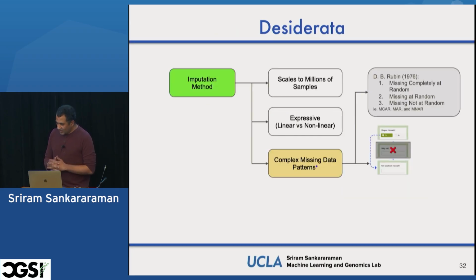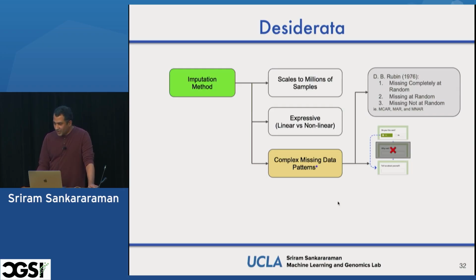But as we got into this problem, we found that there were still missing characteristics that we need from a phenotype imputation method. The first thing is we want this method to be scalable to the kinds of data sets that we care about. We want them to be expressive, so not just linear models, but potentially nonlinear models. And finally, we want these models to be effective with the structured missingness that we talked about, going beyond simple missingness completely at random.